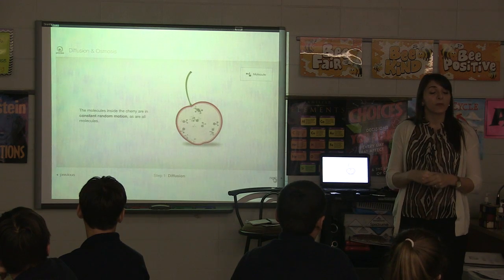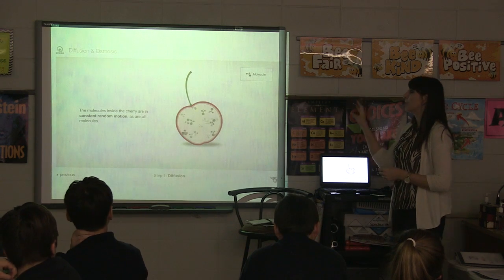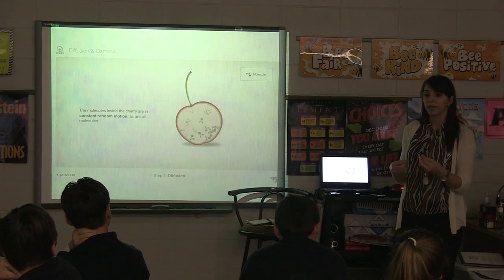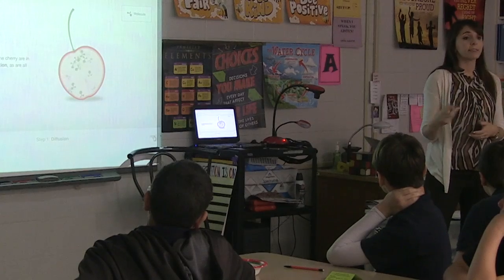Unfortunately, a lot of times we forget a constant rate that occurs around us. As those molecules are moving, they're bouncing around the cell membrane of this cherry. They're in constant motion, because we learned, obviously in 6th grade as well, that molecules are in constant motion.